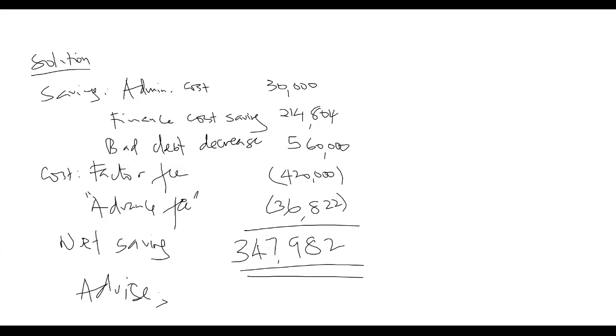The company should take up option 2 to manage its account receivable, since it yields the highest annual net saving of $347,982. Okay, don't forget to always advise the company. The company should take up option 2, since it yields the highest annual net saving of $347,982. Clear? Okay, I suppose that it is clear to all of you.